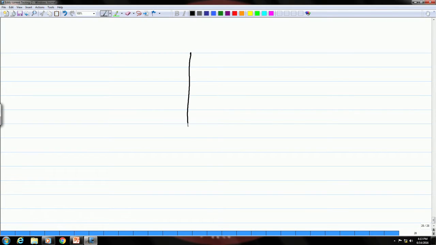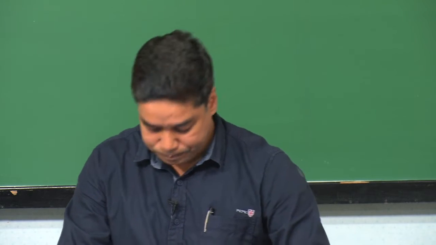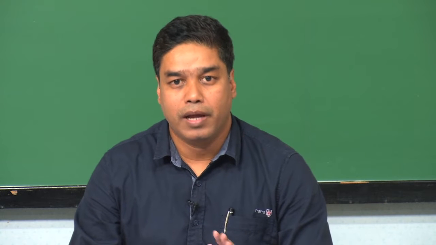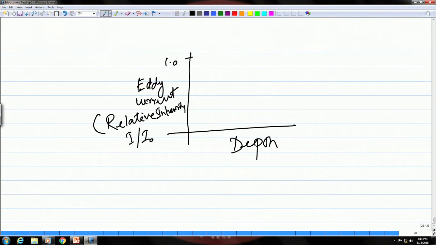Okay. So, if you plot the current as a function of depth from the surface, let us plot this in terms of the relative intensity, which is I by I naught, wherein I naught is the current right at the surface and I is the current at any given depth. Okay. So, if I by I naught is 1, that is right at the surface, and as you increase the depth from the surface, the eddy currents will decrease like this.